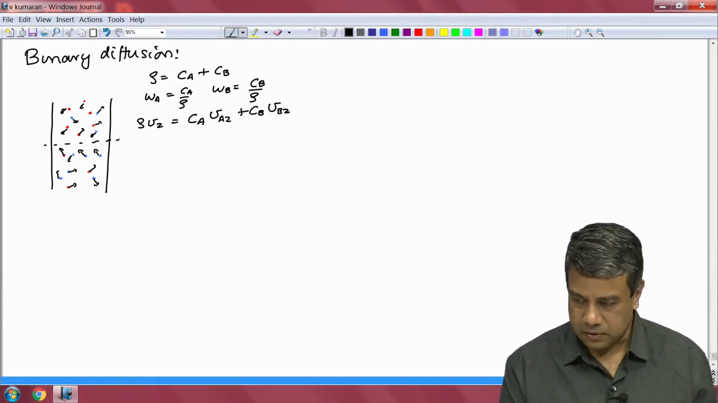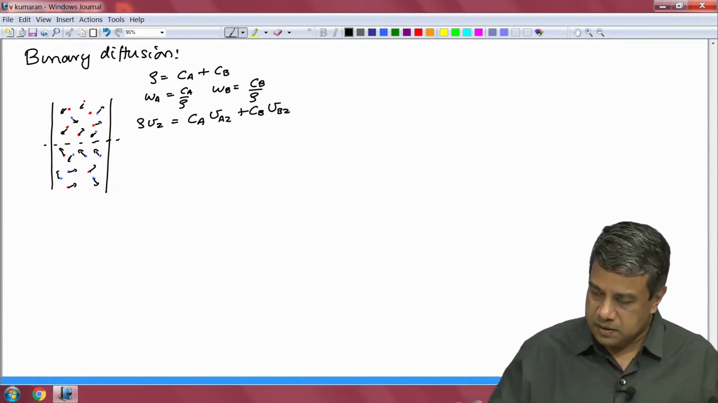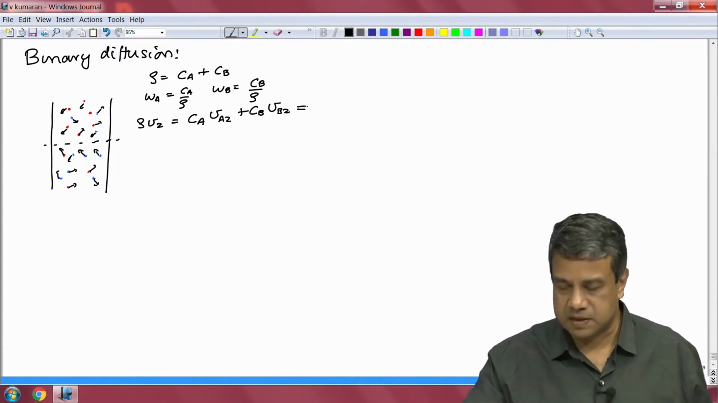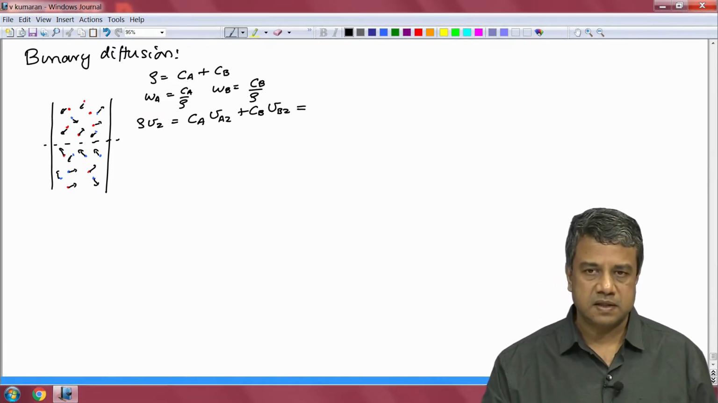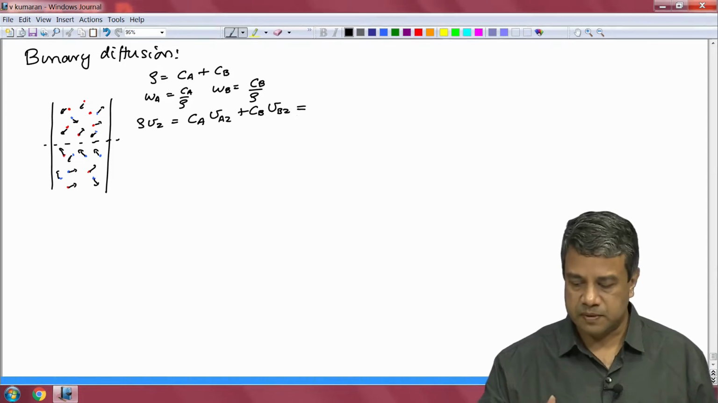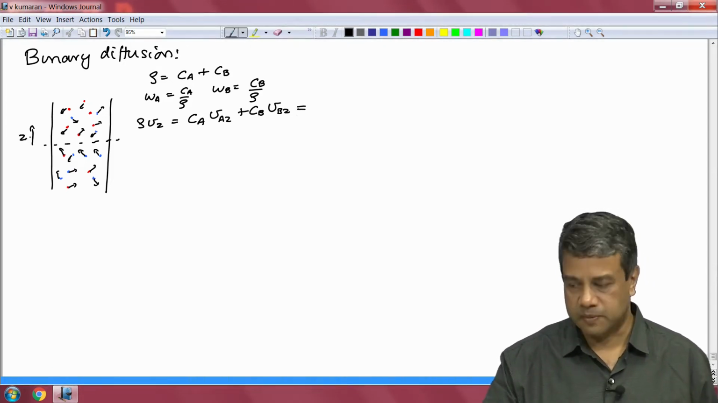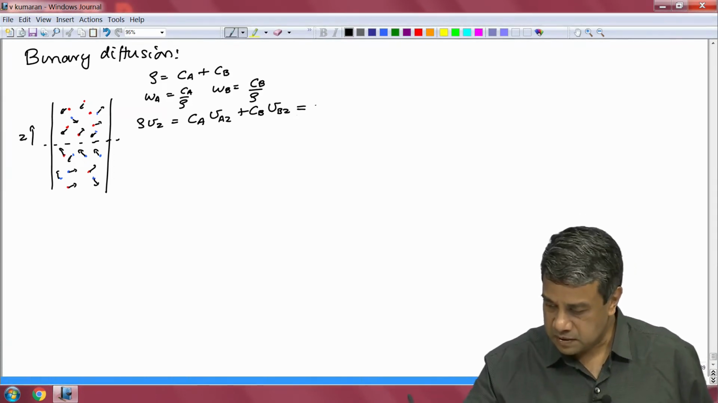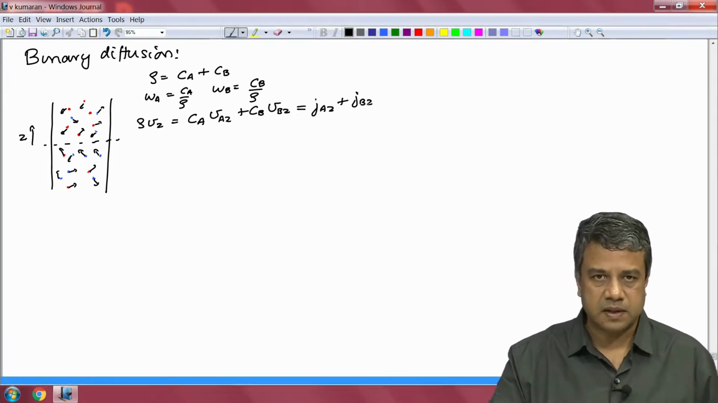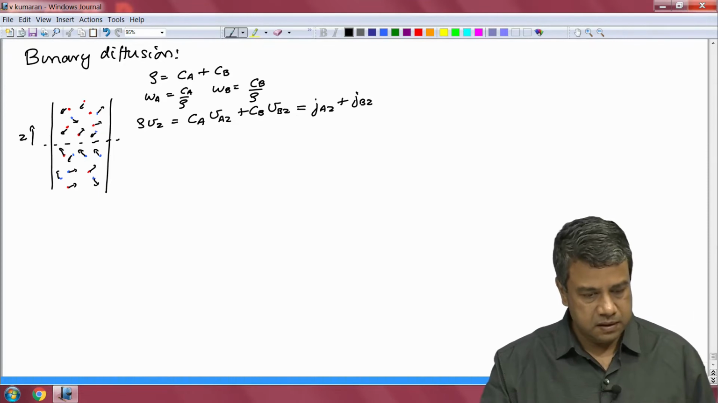Okay, the total momentum. This can also be written as the sum of the fluxes, because the convective flux is equal to the concentration times the velocity perpendicular to the surface. In this case, I am taking z as the direction perpendicular to the surface. So, this can also be written as the sum of fluxes Jaz plus Jbz.